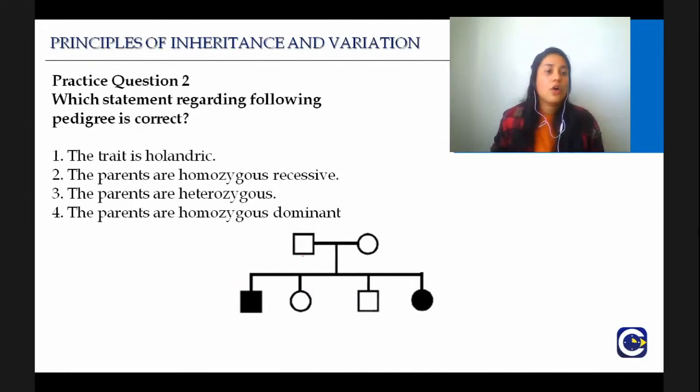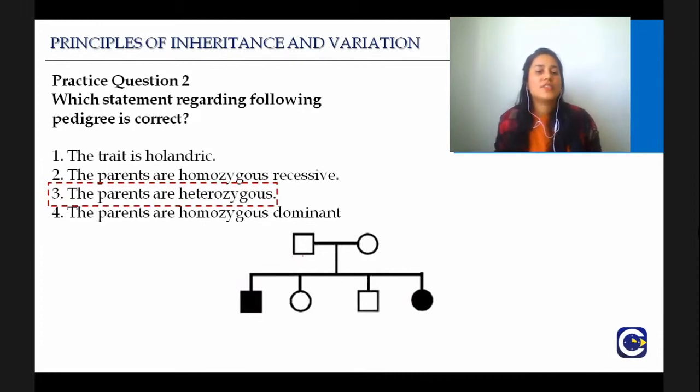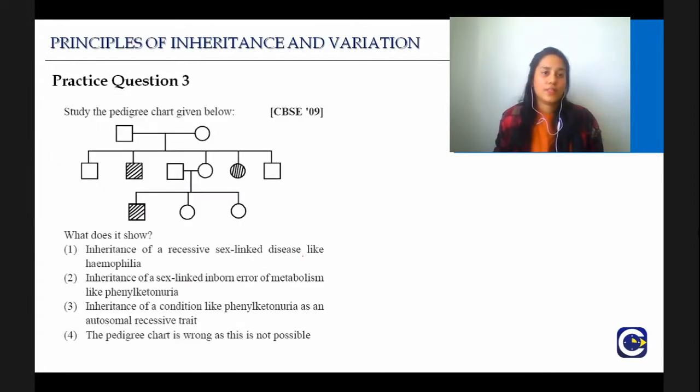Perfect. So all of you answered option number 3, which is the right answer. Yay! So the parents are heterozygous. That is why two of them have the disease and two of them don't have the disease. Let's proceed to the next question.